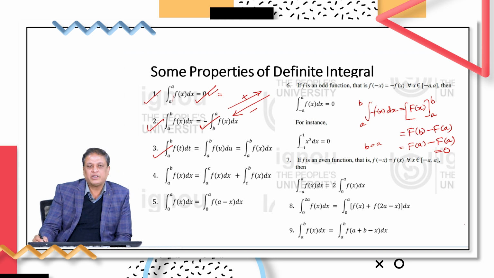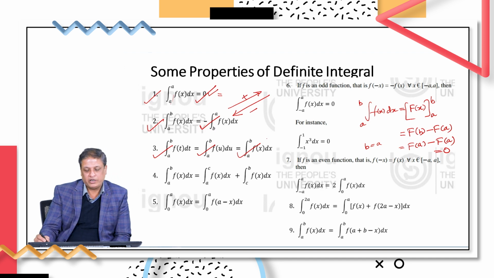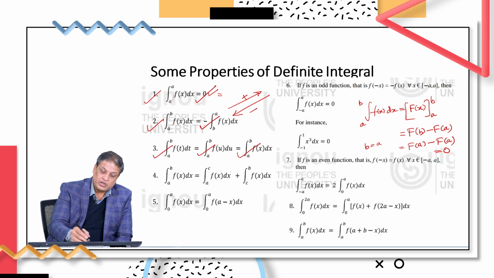Similarly, you can say that if we are replacing the variable from t to u to x, then it hardly matters and all are equivalent. So, the integral of a to b f(t) dt is equal to the integral of a to b f(u) du is equal to the integral of a to b f(x) dx.